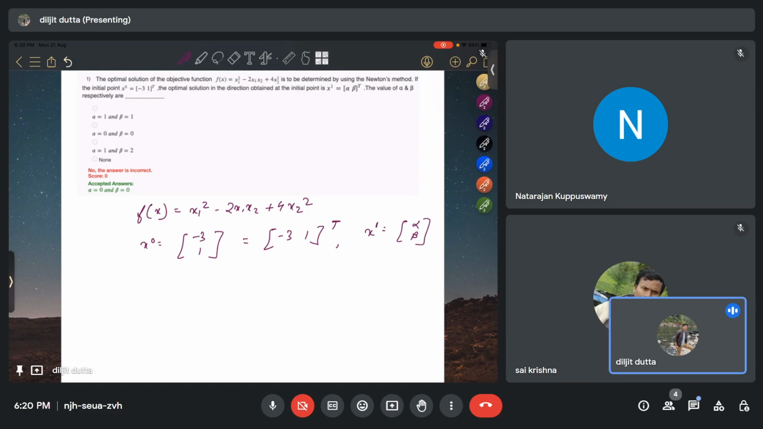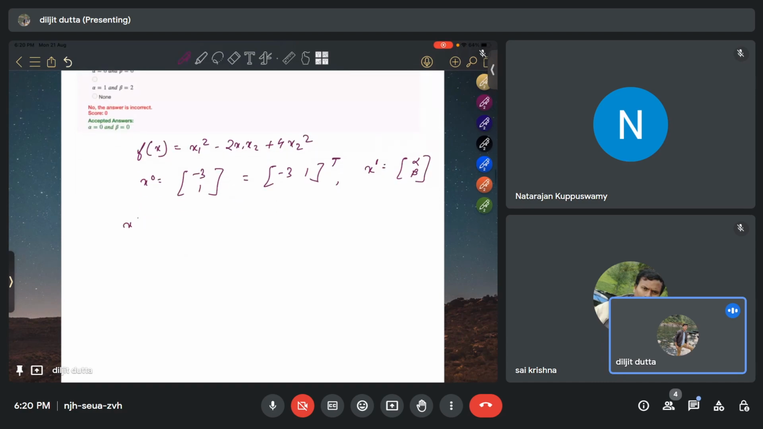Now we have seen Newton's method. What is Newton's method? It is x1 transpose equal to x0 transpose minus the inverse of del square f of x, into del of f of x. So we have to calculate the two gradients, that is del of f of x and del square f of x. We will first do this.